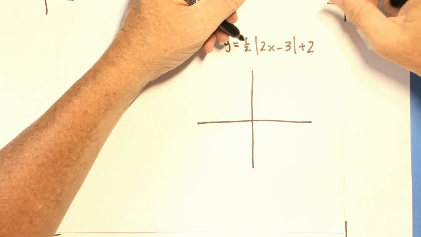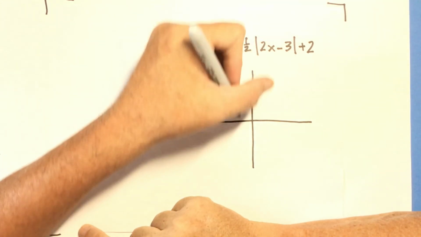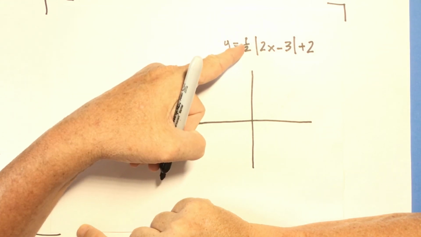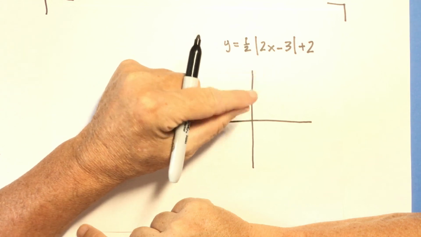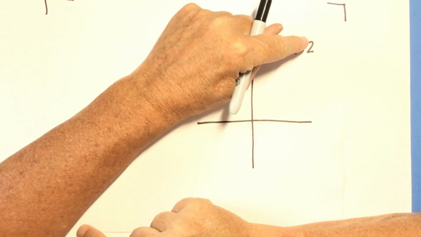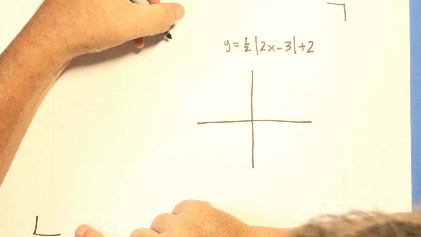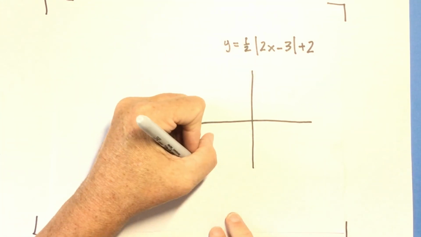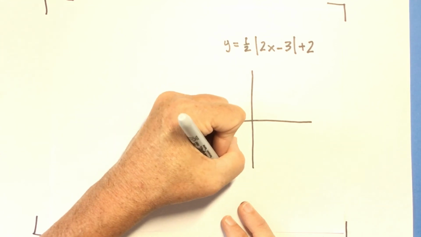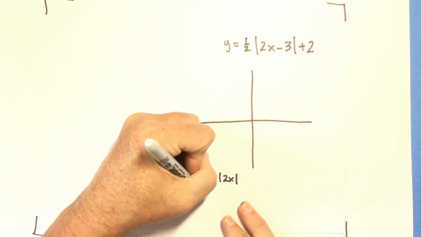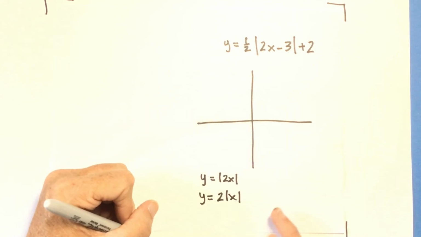We know quite a few things here. We know that it's not going to be flipped. We know that the 1/2 is going to cause it to be squished here. And the plus 2 is going to cause the graph to move up too. But what happens in here? Well, you will recall from before that y equals the absolute value of 2x is the same as saying 2 times the absolute value of x.